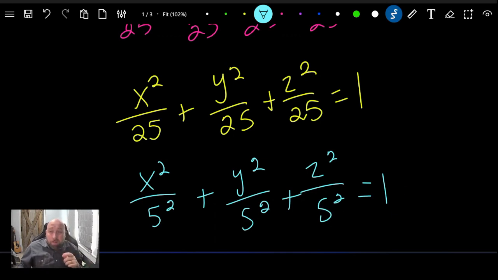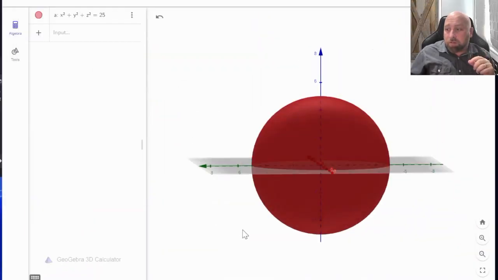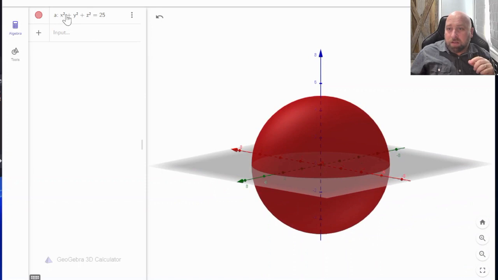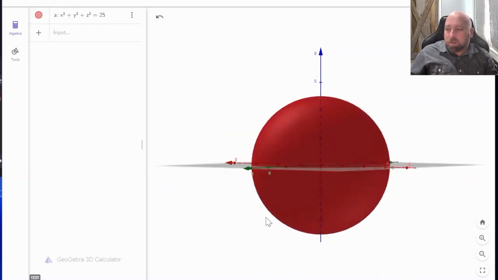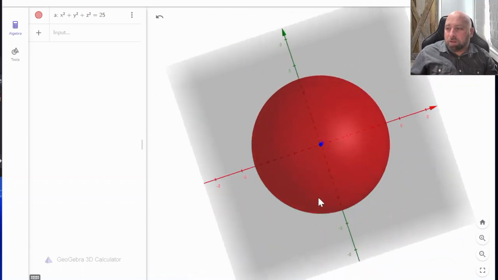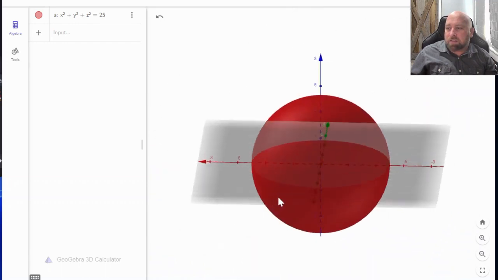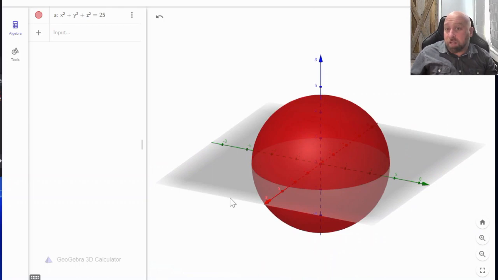Now let's check this out on the GeoGebra graphing calculator that I showed you. So when we put this in, here it is right here: x squared plus y squared plus z squared equals 25. I put in the original. I didn't put it into standard form, but we could do that. We could divide this out. It'd look the same once we did that. So here's our sphere. And if you'll notice, it looks the same in any direction that I put it because it's a sphere. It doesn't matter how I rotate it, it still looks like a ball. There's no change to the shape.